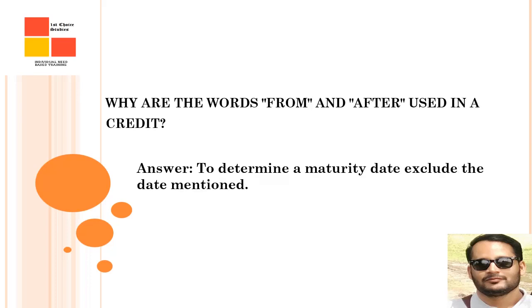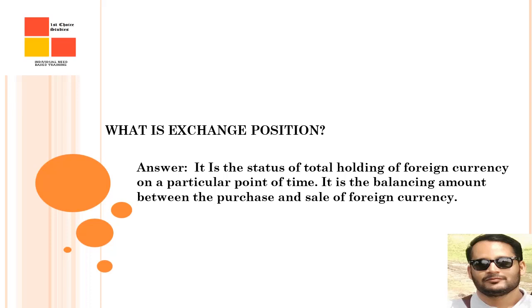Why are the words from and after used in a credit? Answer: to determine a maturity date exclude the date mentioned. What is exchange position? Answer: it is the status of total holding of foreign currency on a particular point of time. It is the balancing amount between the purchase and sale of foreign currency.